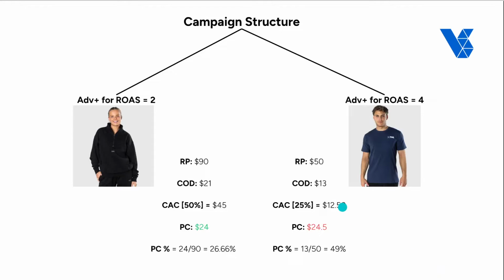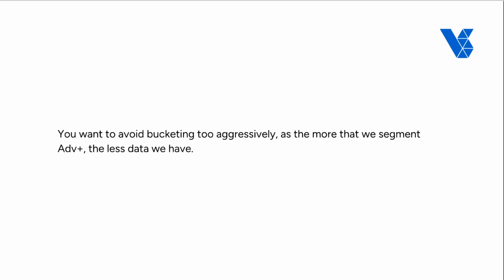Now, do I think it's completely reasonable in this instance to be able to yield a $12.50 CAC on a $50 product? It's tough. This is a very, very aggressive number, but I digress. Maybe this is a 3 ROAS and then it makes sense to segment accordingly.